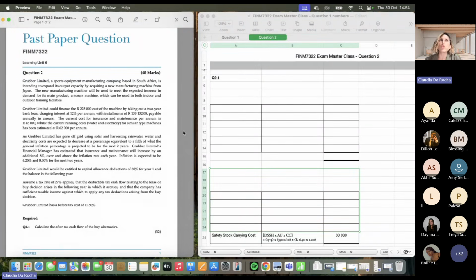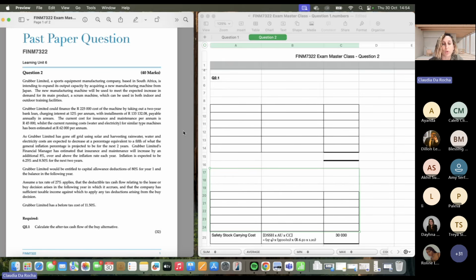And in your textbooks, they talk about a tax shield. A tax shield is a tax benefit, because we're dealing with costs. So we've got costs, we're working out the tax on that, and that will be a benefit. Then you've got to assume a tax rate of 27% applies, that the deductible tax cash flow relating to the lease or buy decision arises in the following year in which it accrues, and that the company has sufficient taxable income against which to apply any tax deductions arising from the buy decision.